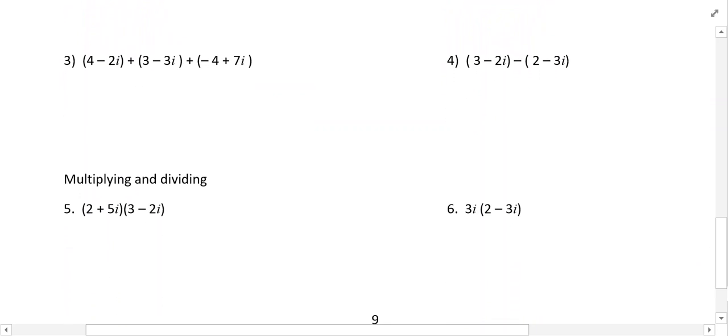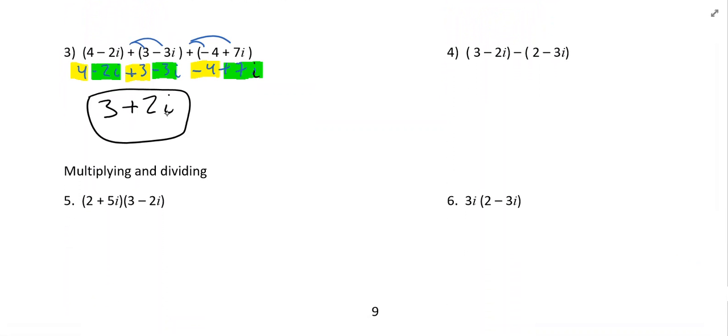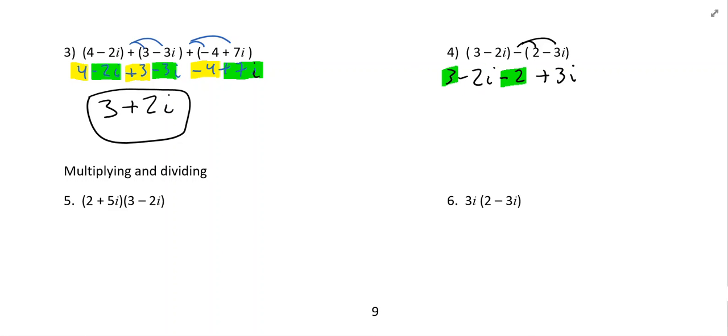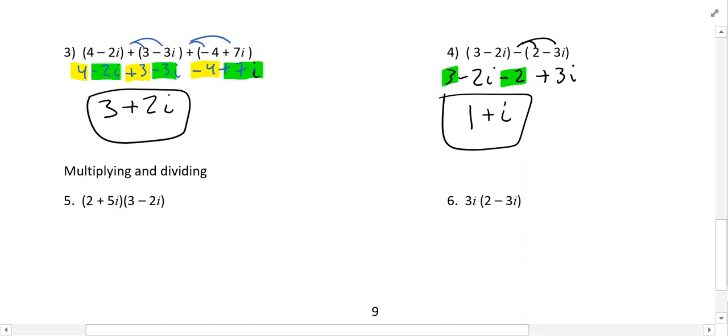I want you to go ahead and pause the video and try to do this one. Okay, so hopefully we all got 3 plus 2i. And then remember with this last one here, we want to distribute that negative. So we have 3 minus 2i minus 2 plus 3i. Combining 3 and negative 2, that's going to give us 1. And then negative 2i plus 3i gives us plus 1i. So 1 plus i. All right, so that was addition and subtraction.